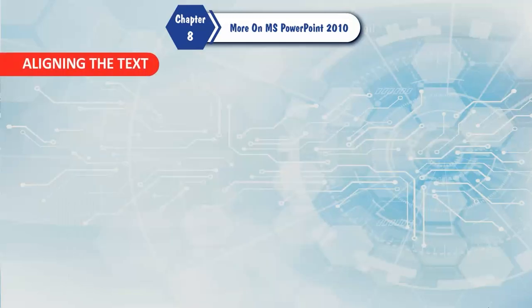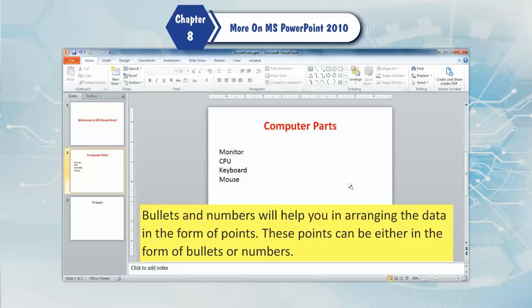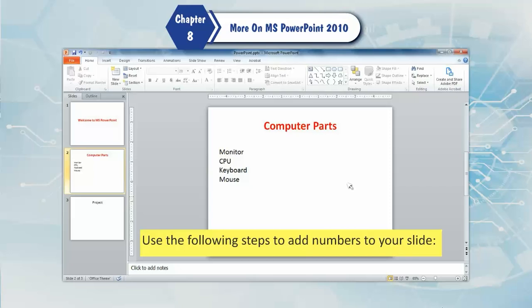Adding bullets and numbers. Bullets and numbers will help you in arranging the data in the form of points. These points can be either in the form of bullets or numbers. Use the following steps to add numbers to your slide.